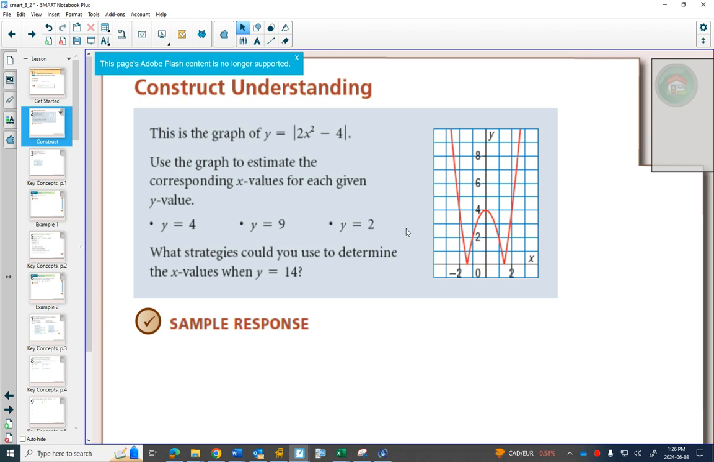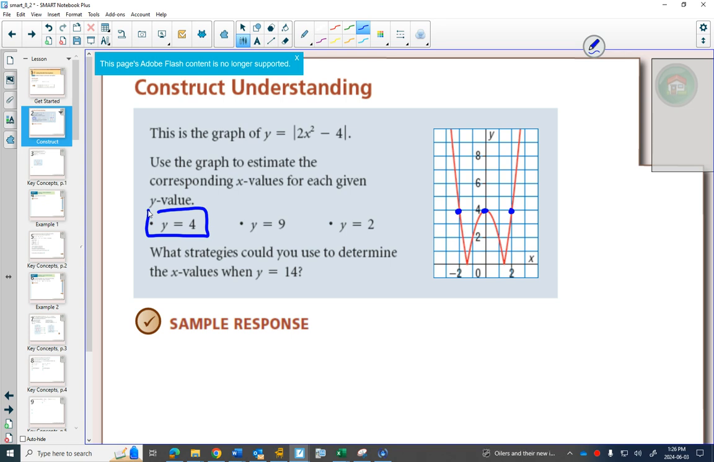Now, the question is, use the graph to estimate the corresponding x values for each y value. If the y value is 4, and we'll do this one in blue, how many times on that graph is the y value 4? 3 times. There would be a solution here, here, and here.